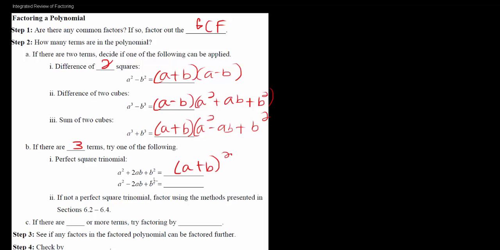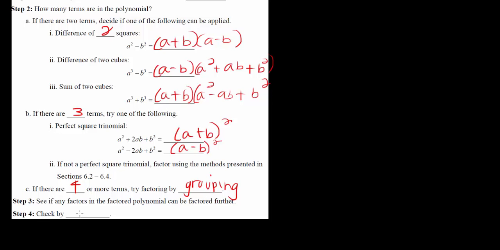Now, the only difference in this next formula, it's the same thing except it's minus 2ab. So the way that you would factor this is a minus b squared. Now, if your trinomial does not fit the perfect square trinomial formulas, then you could try and should try to use the methods that we learned in 6.2 and 6.3. If there are 4 or more terms, we factor it by grouping. And that's what we learned in 6.1.